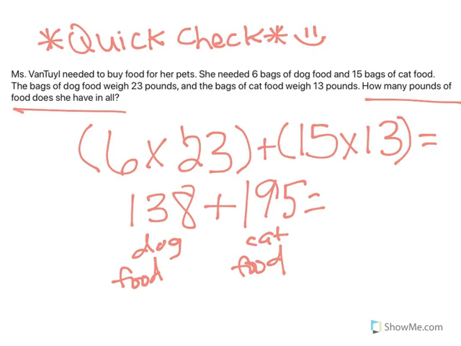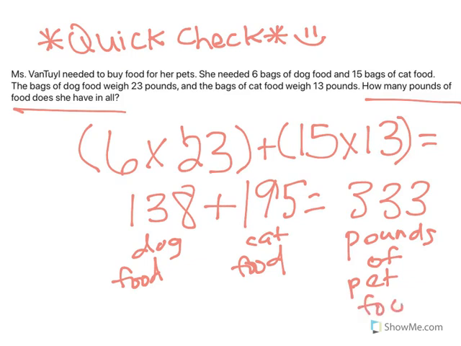And 138 plus 195 is 333. Yikes. So altogether, I have 333 pounds of pet food. We'll just call it pet food because, again, it's for both cats and dogs. All right. So last example here.